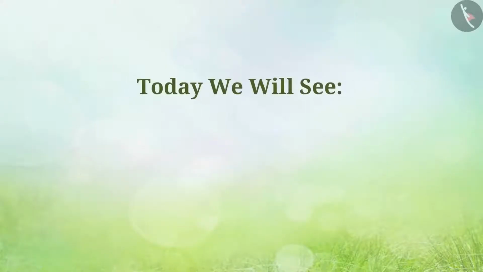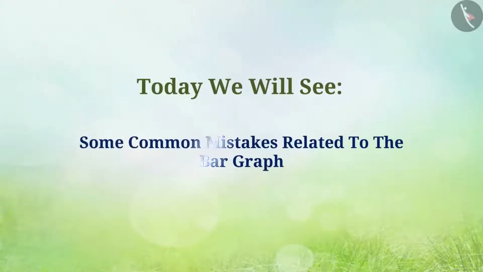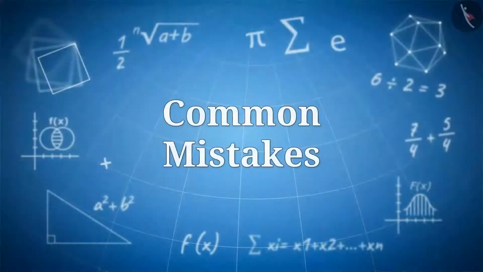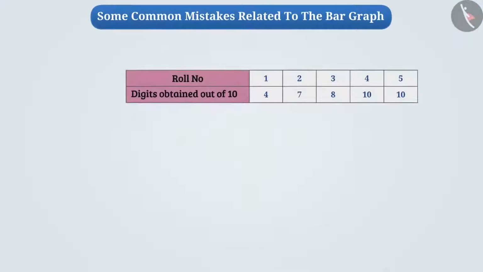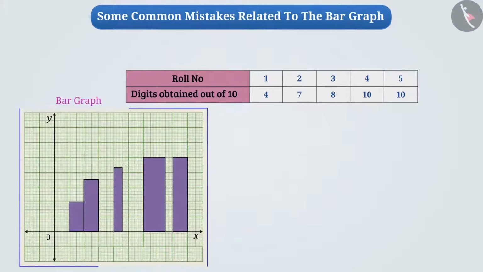Today we will see some common mistakes related to bar graph. The teacher made the table shown on the board and asked the students to represent it as a bar graph. On this, a student made the following bar graph. Find out what mistakes the student has made in it.